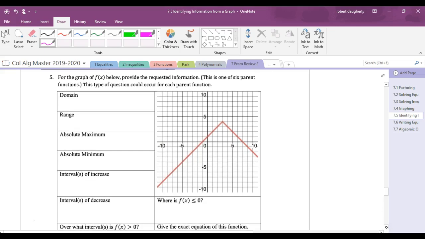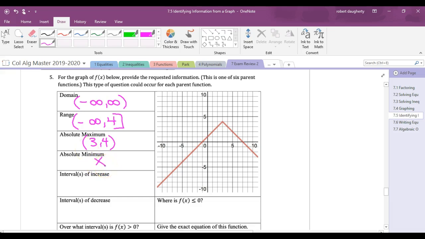So information from a graph. Looking at this, what's the domain of this? This is negative infinity to infinity. What is the range? That looks like negative infinity all the way up to the number 4. Absolute maximum. There is an absolute maximum of this graph at the point 3, 4. Absolute minimum. There's not one.